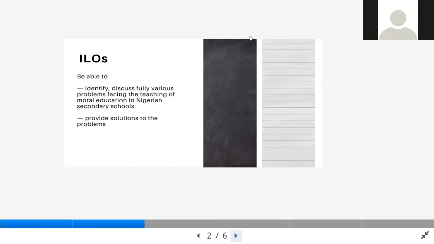Again, we are expecting that the students should be able to provide solutions to the problems we have identified. Tell us how we can improve on the problems that are affecting the teaching of moral education in school, and how we make a case for teaching moral education so that it can be a continuous thing. It's not just going to die a natural death, so that students will also find it interesting to learn moral education, as well as the teachers who are teaching it.